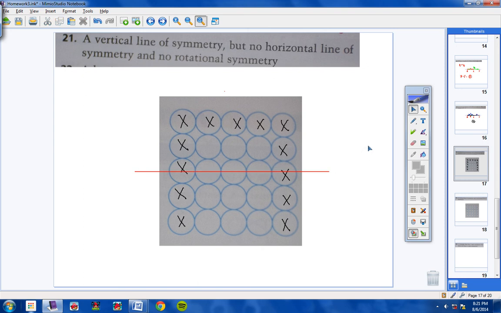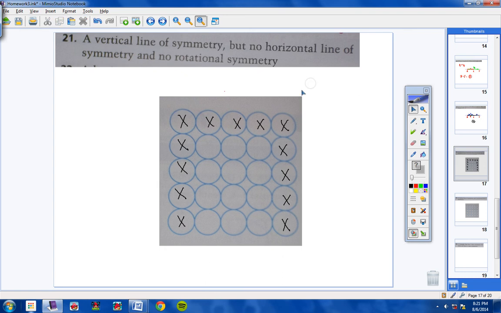Look, if you were to fold this piece of paper over right on top of this side over here, fold it right on the red line, look at these X's here. These X's right here, these 3 X's, would not fall on 3 X's over here. We do not have horizontal line symmetry. And you know what else we don't have? We do not have rotational symmetry, and I'm going to prove that to you right now if you'll just watch carefully.